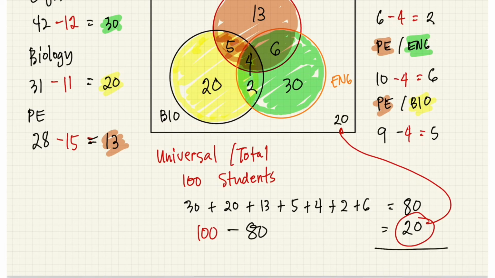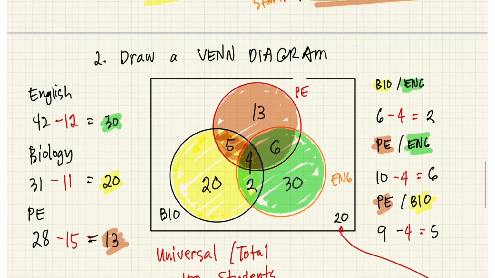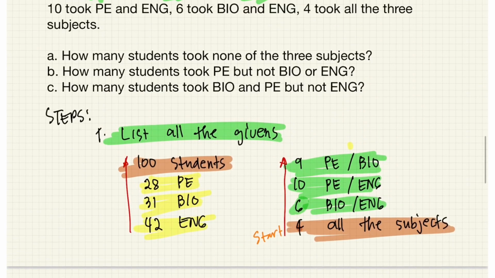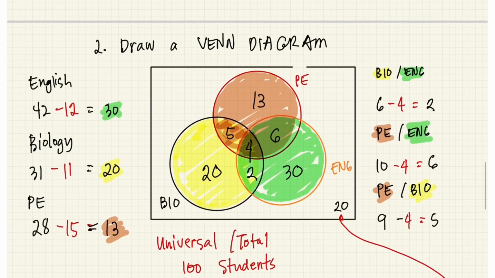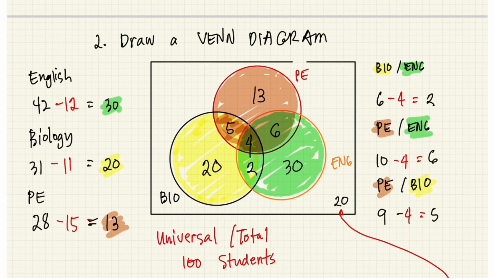Now when we add 80 plus 20, we go back to our universal, which is equal to 100. Alright, so now our Venn diagram is complete. Now we have to go back to the 3 questions that we have. How many students took none of these 3 subjects?